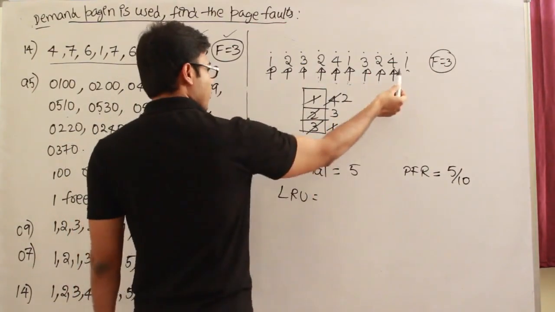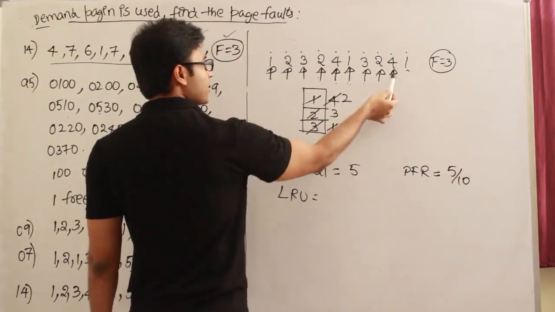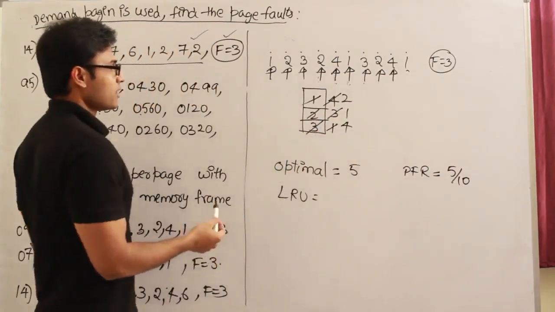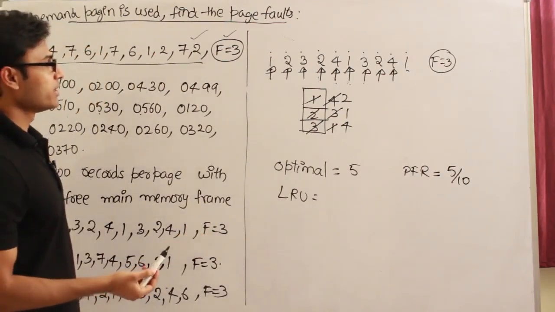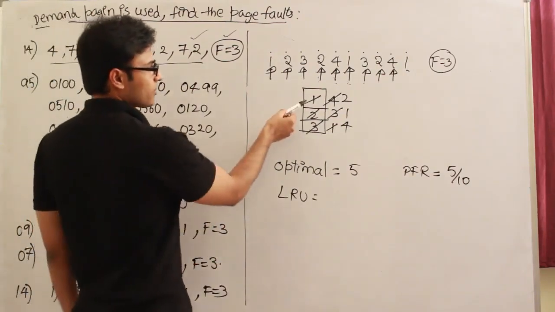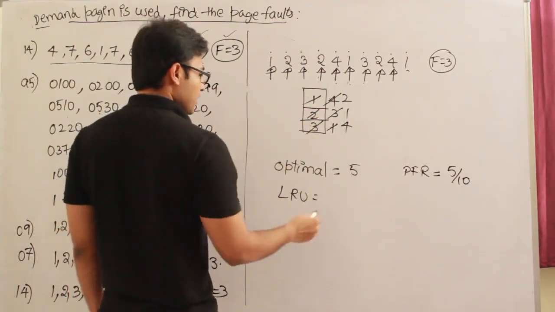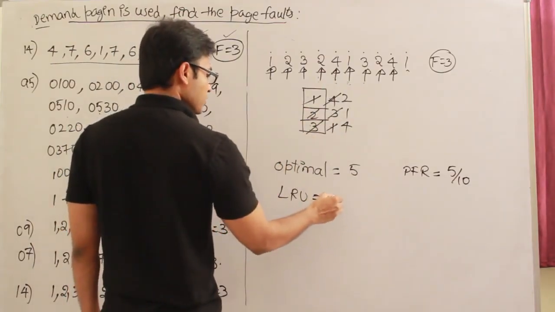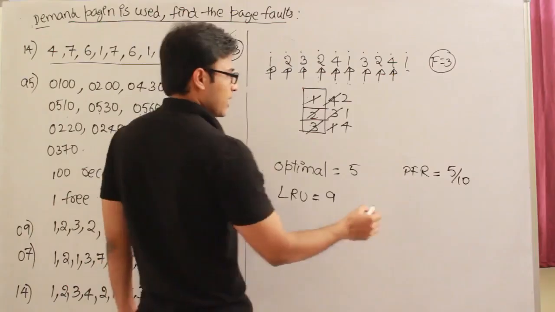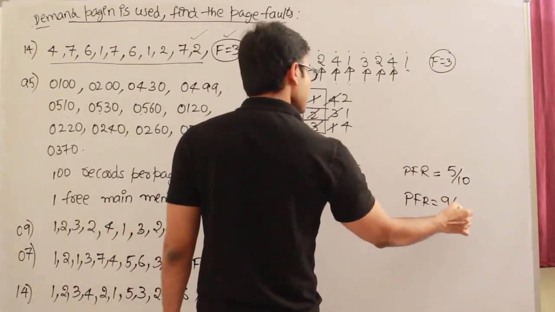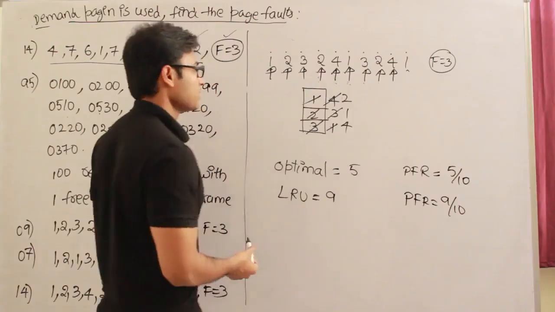And now 1 is required immediately. Now which one are you going to replace? 3, right? So how many times have we failed here? 1, 2, 3, 4, 5, 6, 7, 8, 9. So in LRU the number of page faults is 9, right? Therefore the page fault rate is 9 by 10, 90%, and the hit rate is only 10%, right?